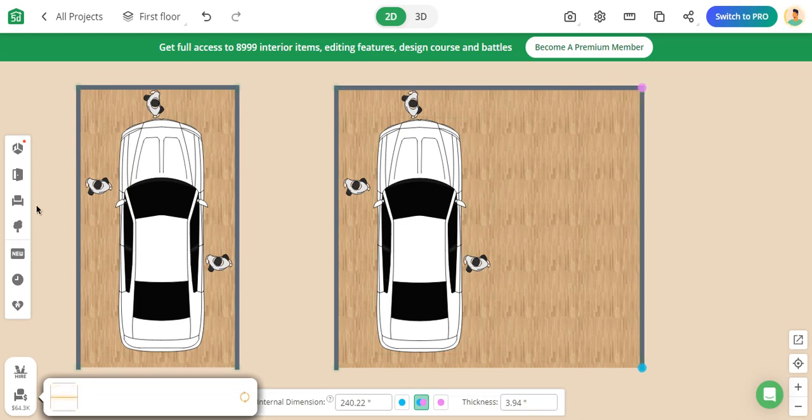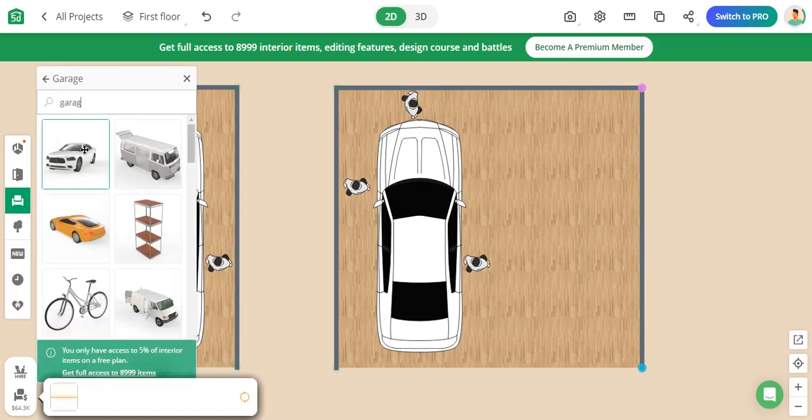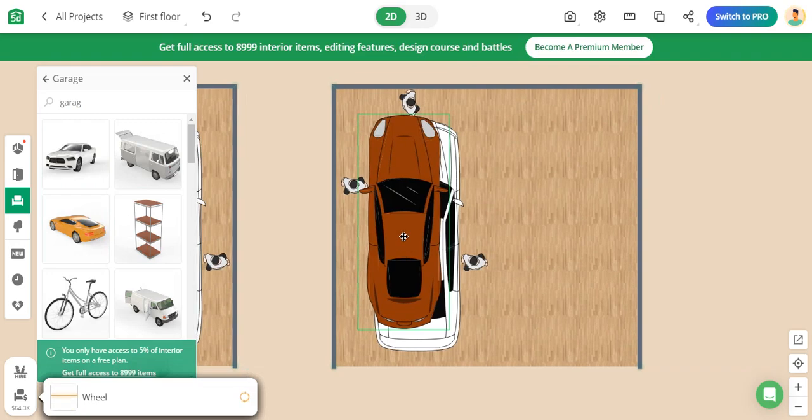Now, if it's a two-car garage, then basically you need to expand the wall to put two cars in it. And you can find that by typing in garage, then going to garage and choosing a car to put in, or a van or something like that. Okay.